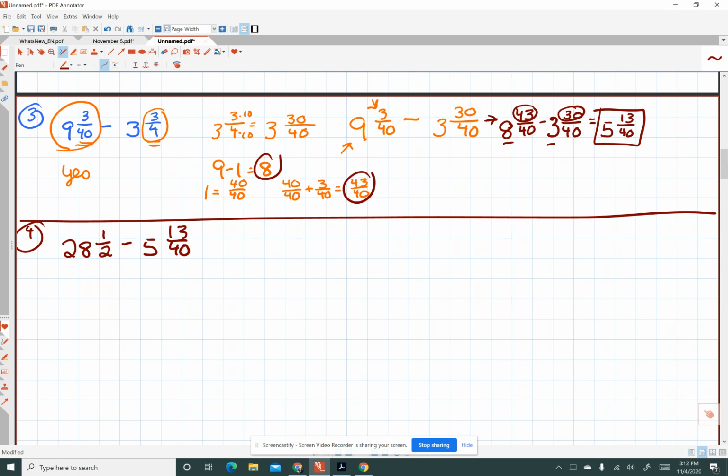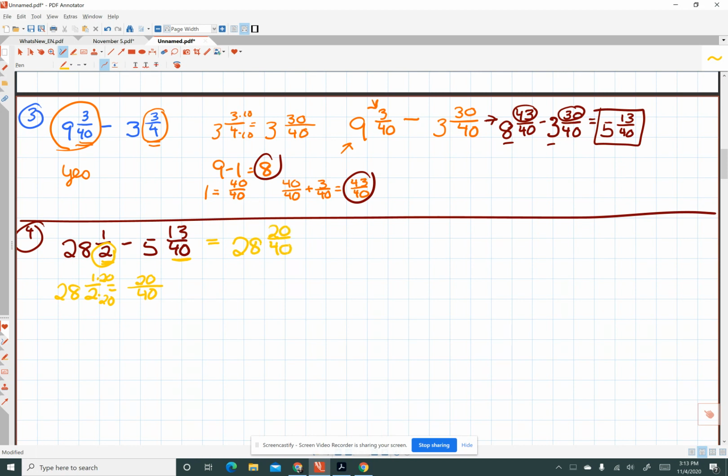Okay, let's look at our denominators first. I have a denominator of 40 and a denominator of 2. So we know that 2 is a factor of 40. So if we convert this to 40ths, we should be okay to begin subtracting. So 28 1/2 equals how many 40ths? So 2 times 20 is 40. 1 times 20 is 20.